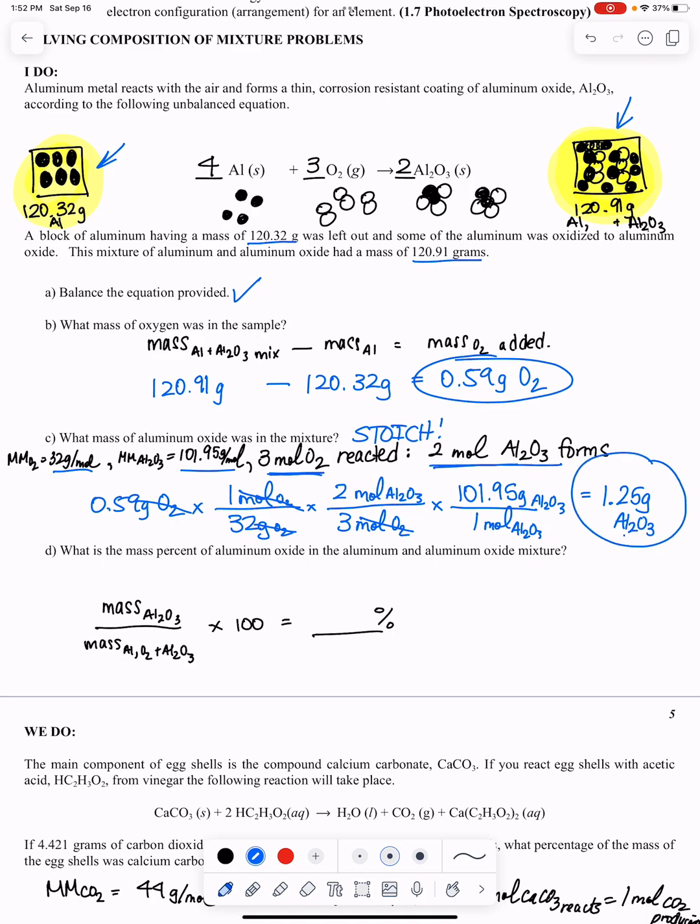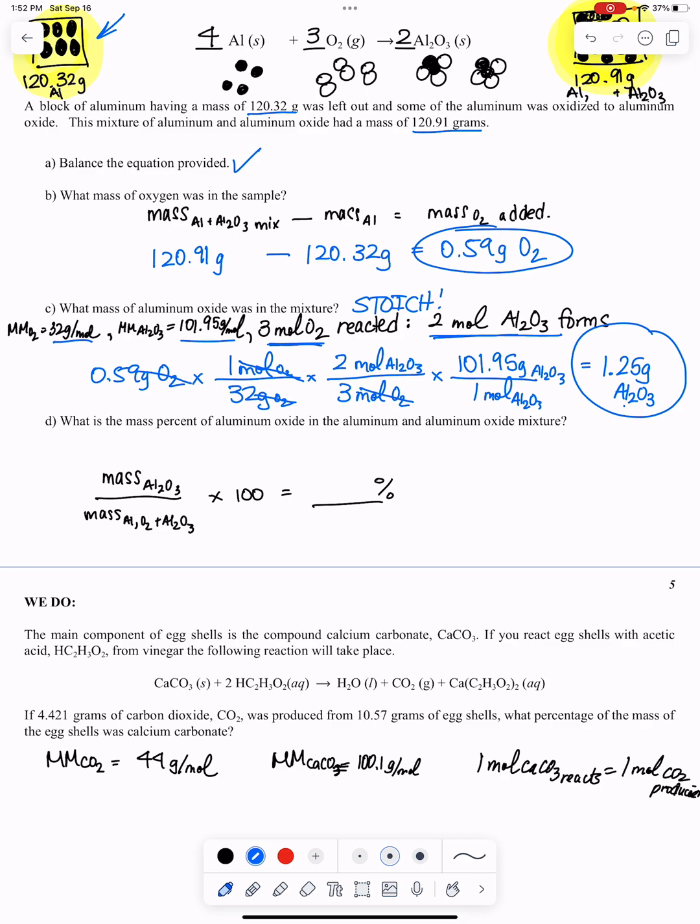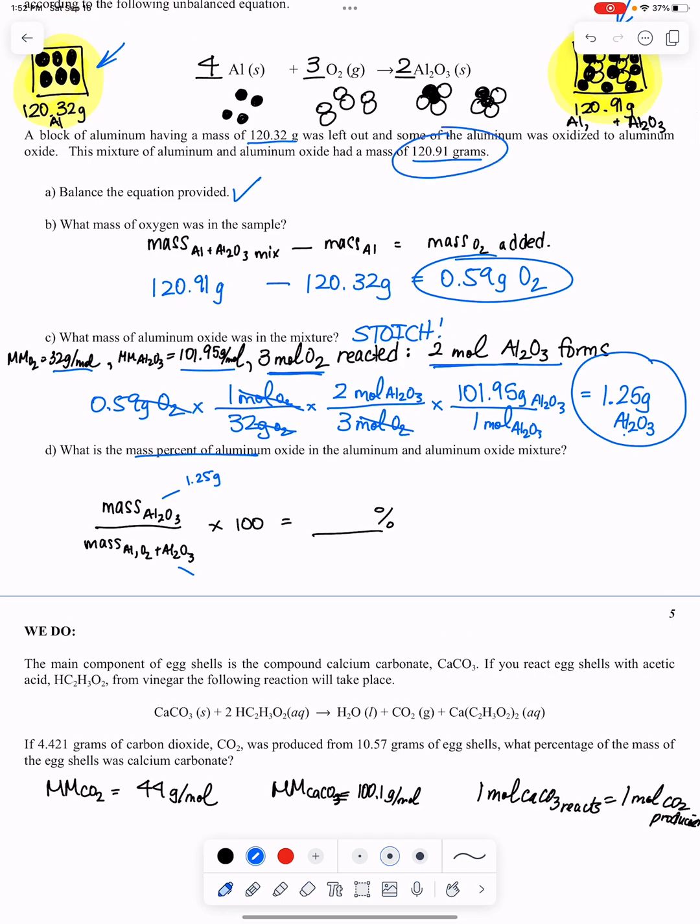Boom. Which leaves us to the last part here that we did in class. What is the mass percent of aluminum oxide in that aluminum and aluminum oxide mixture? Well, I'll need the mass of aluminum oxide, which I now know is 1.25 grams. I'll need the mass of the mixture, which I know is 120.91 grams. If I divide those two, part over whole, and multiply by 100, that'll give me my percentage.